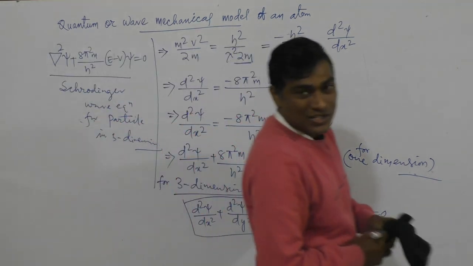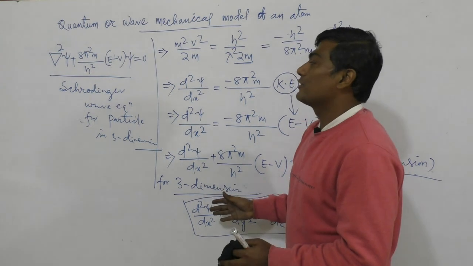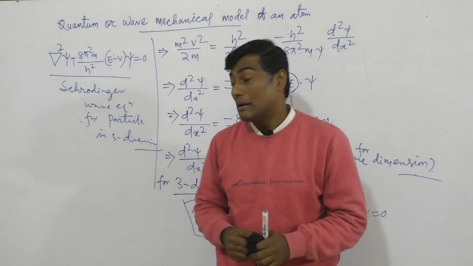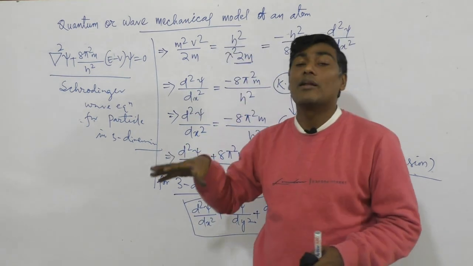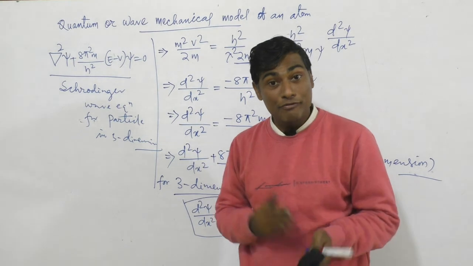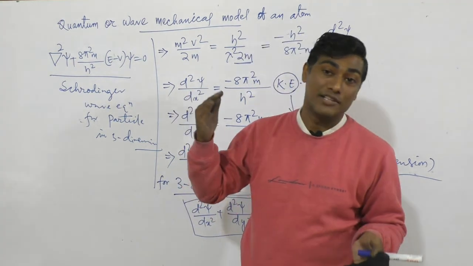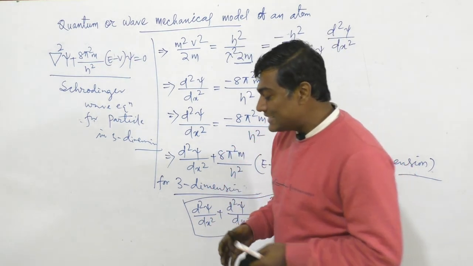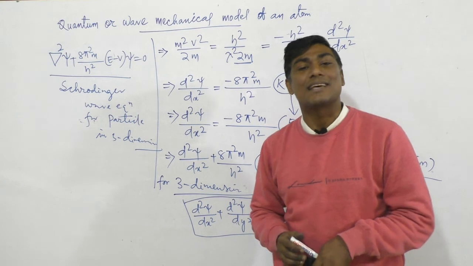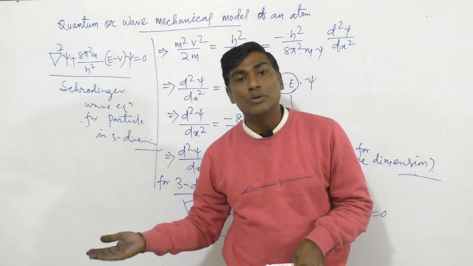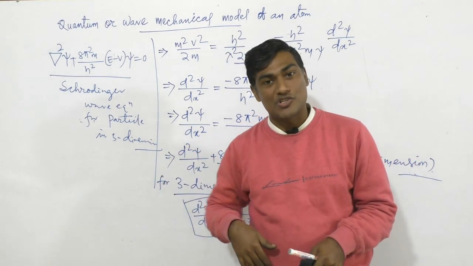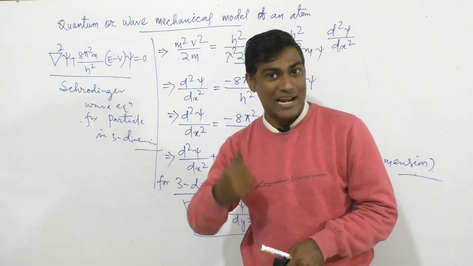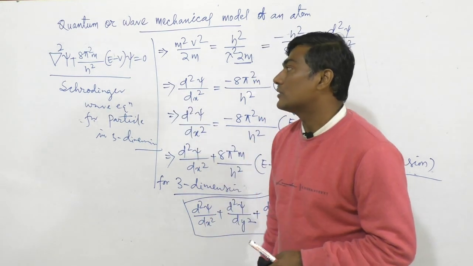Okay, so thus we derived the Schrodinger wave equation. This is the most important part of the wave mechanical model of the atom. As I said before, by solving this equation we can obtain various properties of electrons. So in the next class we will see what psi and psi square are, then we will move to eigenvalues and eigenfunctions, and then go for the solution for the hydrogen atom using this Schrodinger wave equation.